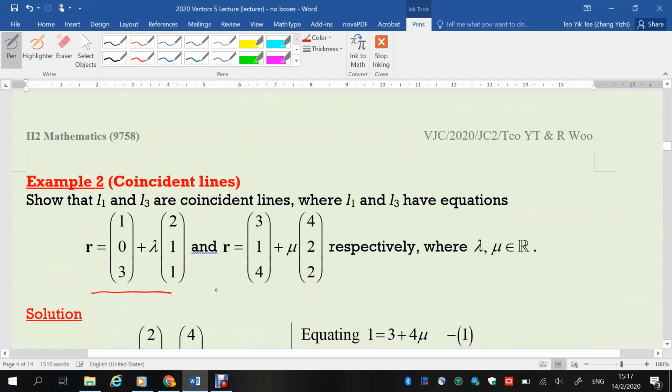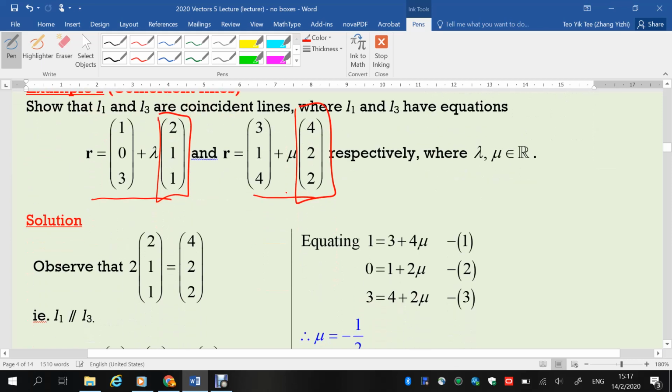Look at these two vector equations of the line. Are they parallel? How do I know? Focus on the direction vector of the line. Are they parallel? So observe that 2 times (2, 1, 1) is (4, 2, 2). So L1 is parallel to L3. Okay, next, I need to check if this point (1, 0, 3) lies on this line.